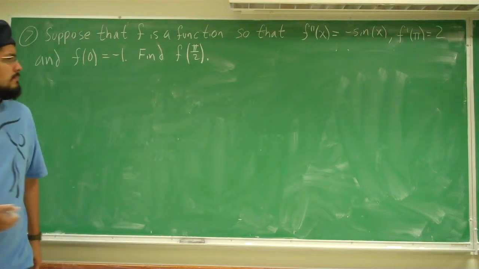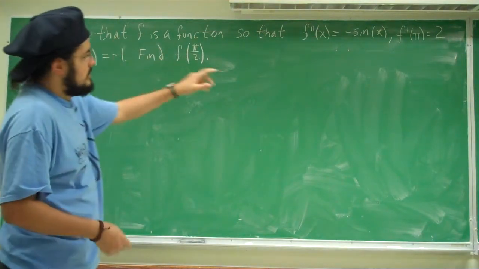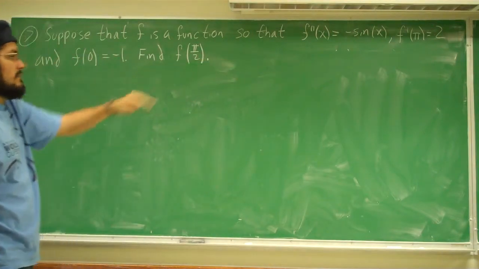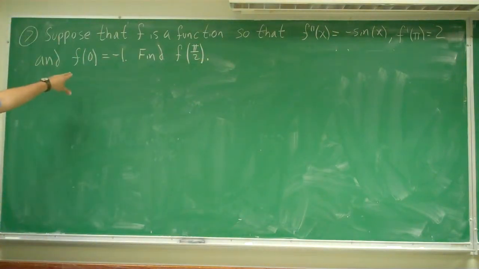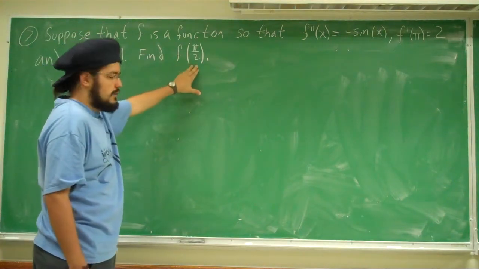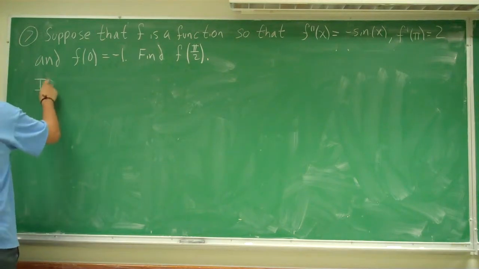Alright, so this problem 7 reads: suppose that f is a function so that f double prime of x is equal to minus sine of x, and they give you some initial conditions here. f prime of pi is equal to 2, and f of 0 is equal to negative 1. Then with that information, they want us to find f of pi over 2. So let's go ahead and state our initial conditions.